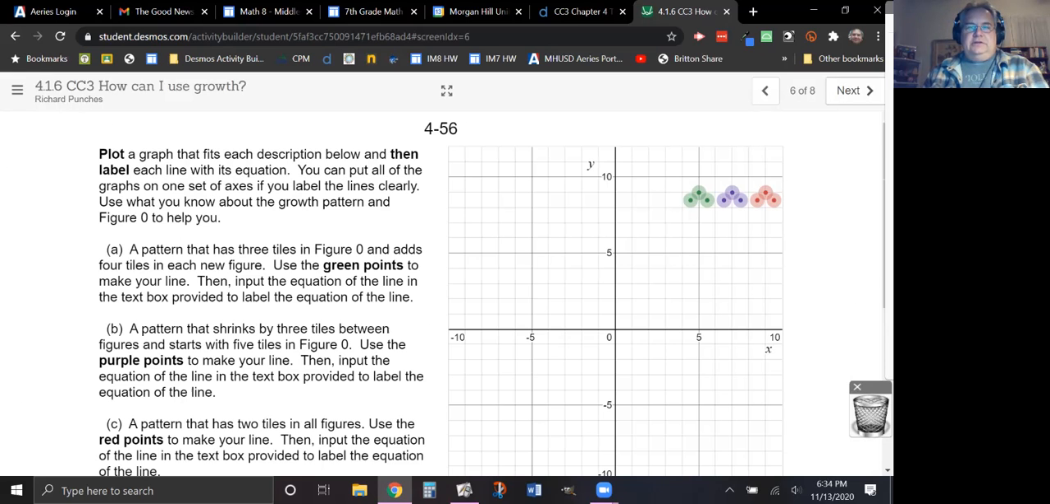All right, page 6, ooh, 3 of them. Plot a graph that fits each description below and then label each line with its equation.